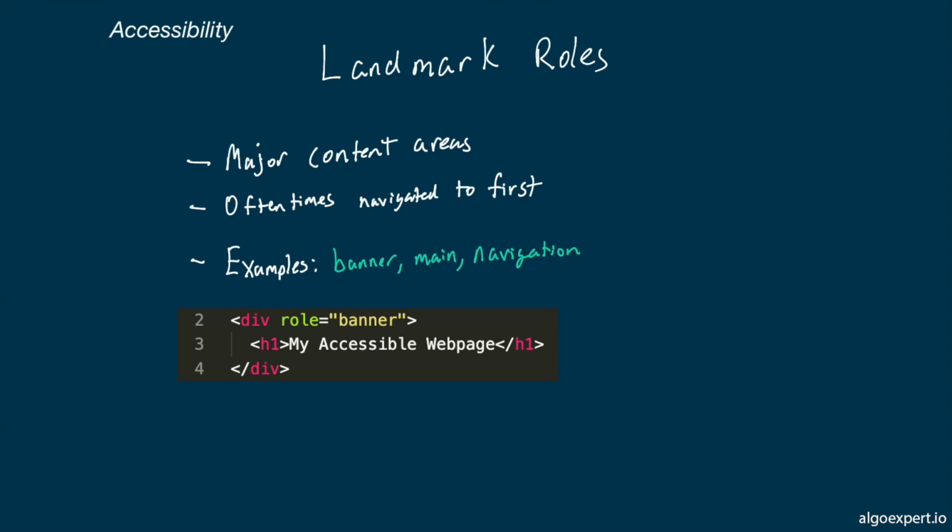And you might notice that these are very similar to what we have in semantic grouping tags. And in fact, semantic grouping tags all have a landmark role associated with them, and for that reason, we should almost always be using those tags instead of manually setting a landmark role. However, it can be nice to know that we can do that if we ever need to.